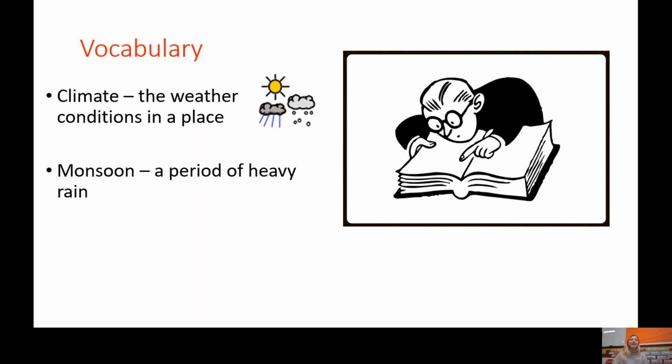Our second word is monsoon. Now, monsoon is when there is a period, so a long time of very heavy rain. So when I say monsoon, I would like you to do an action like this to show lots and lots of rain.